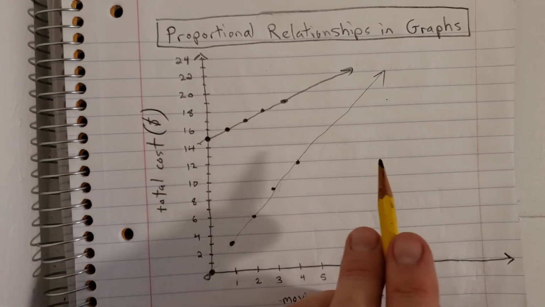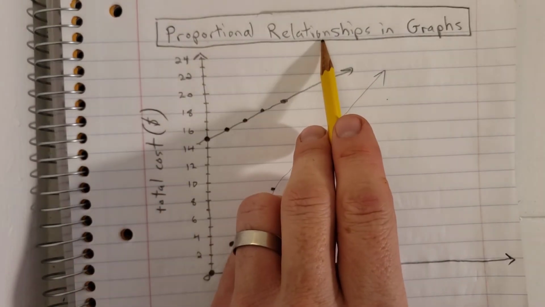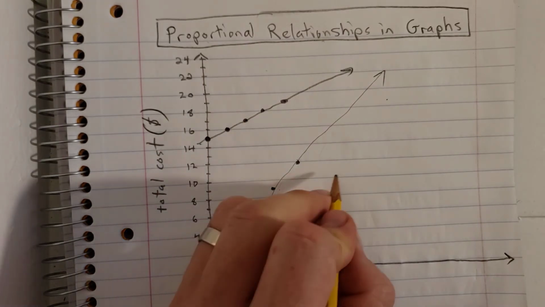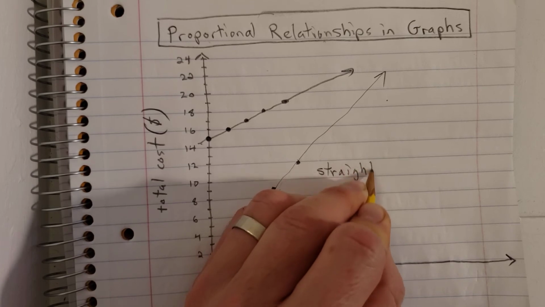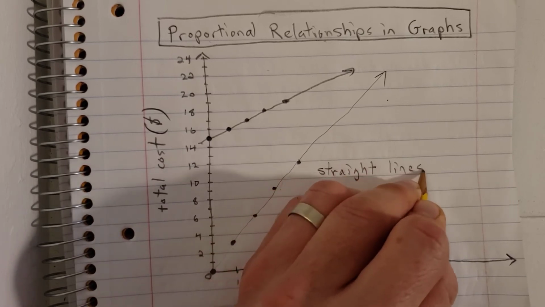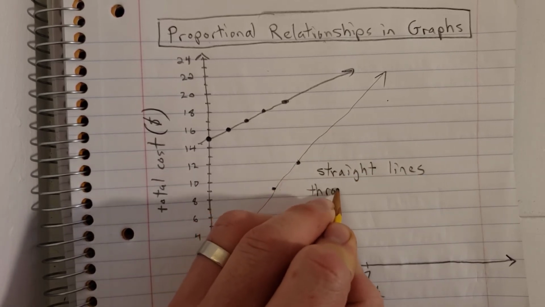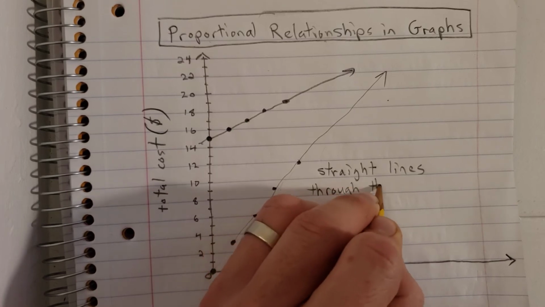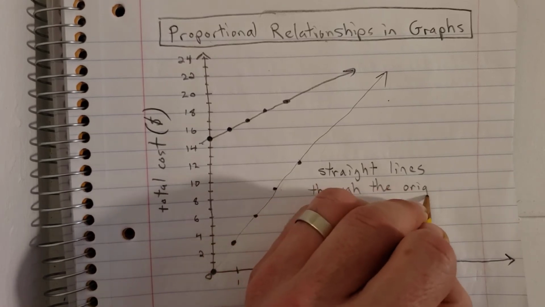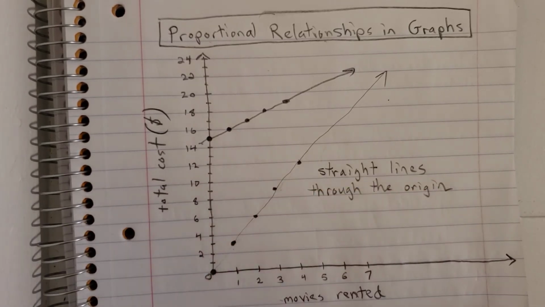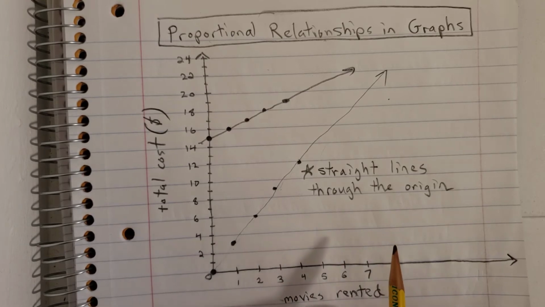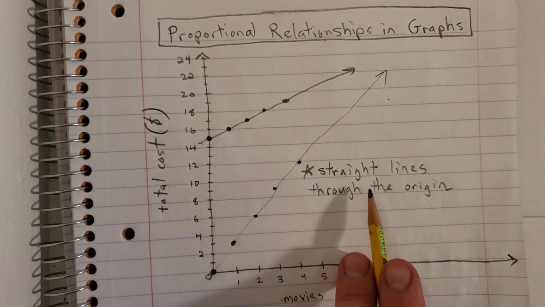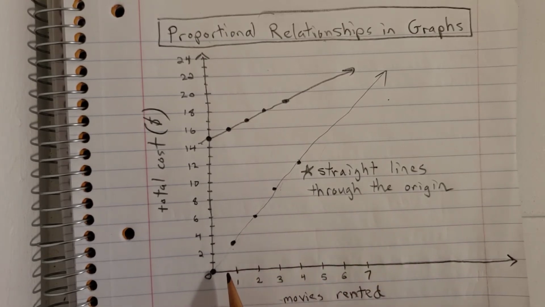So, all proportional relationships, when you graph them, are going to be straight lines through the origin. All right, that is our key for proportional relationships in graphs. Proportional relationships are always straight lines through the origin.